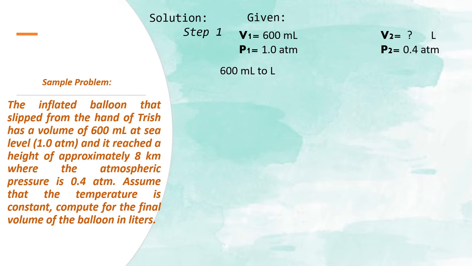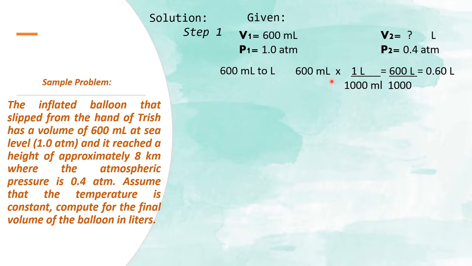Ang ating initial volume ay 600 ml, we have to convert that in liters. Dahil sa problem natin nakalagay dito, compute for the final volume of the balloon in liters. We have to convert first the ml into liters. Pwede din naman after the solution, pwede mo na rin siyang i-convert, pero mas maganda na sa given pa lang, ma-convert na natin. Kasi baka makalimutan mo pa siya later. Madali lang mag-convert, learner. And again, meron akong video para mas maunawaan mo ang conversion.